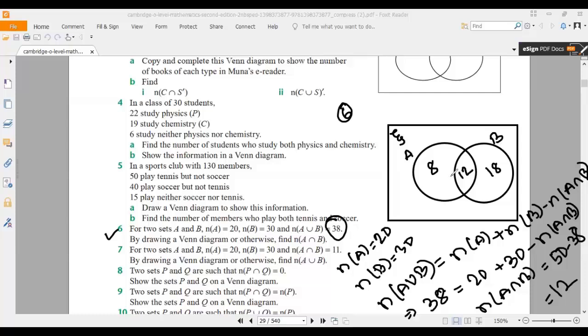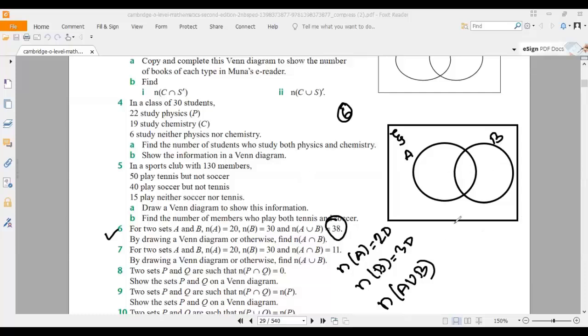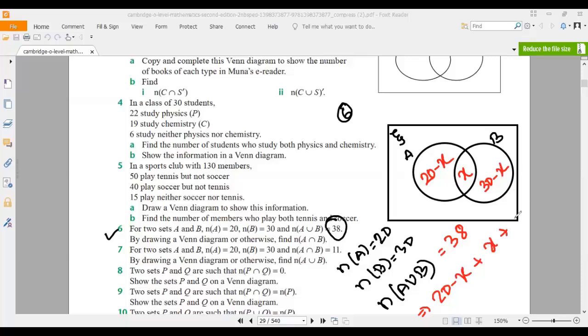We can also use X, and it looks like this. Here, if I say the both, that means n of A intersection B will be, suppose, X. Then what will be only A? Very simple, 20 minus X. What is only B? That will be 30 minus X. So n of A union B will be 38. In this n of A union B, the number of only A is 20 minus X, here X will be present, and here only B is 30 minus X, equal to 38.